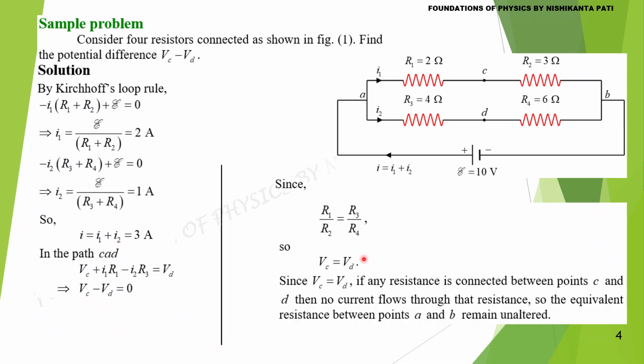Vc equal to Vd. So if any resistance is connected between C and D, no current will flow through this resistor. Hence there will be no change in the current distribution in the circuit. Hence the effective resistance between A and B remains the same and is independent of any resistance between C and D. Any resistance connected, the effective resistance between A and B remains the same.